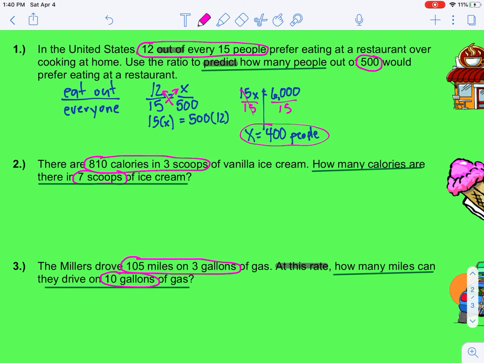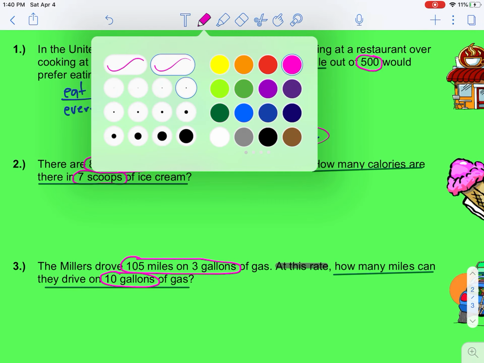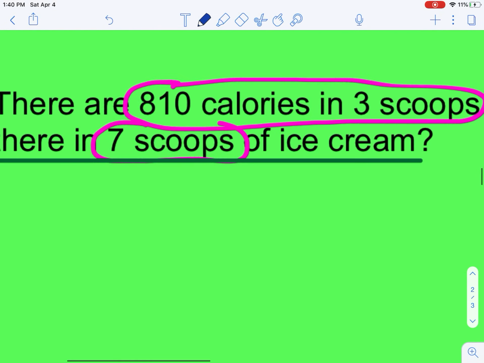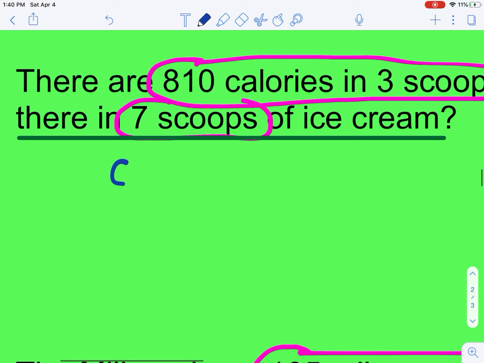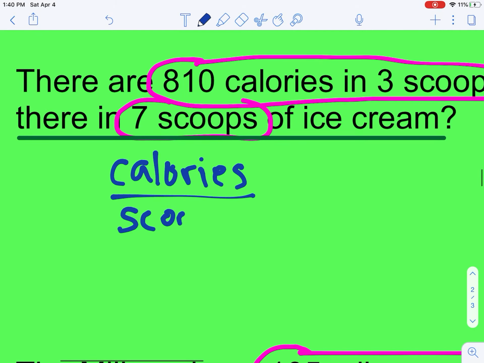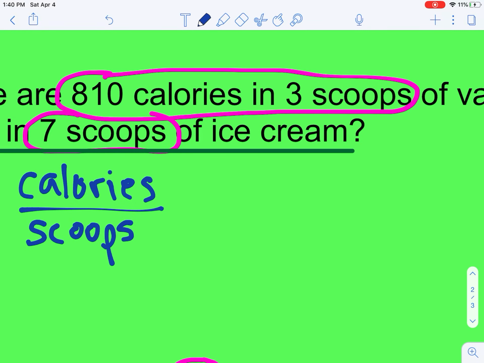Number two says there's 810 calories in 3 scoops of vanilla ice cream. How many calories are there in 7 scoops of vanilla ice cream? So this time the two things that I'm comparing is calories and scoops of ice cream. And I find that just by looking at the labels. And a lot of times the numbers they give us are right next to each other already, like in this one right here. It says 810 calories in 3 scoops. So I know that in 810 calories of 3 scoops of ice cream.